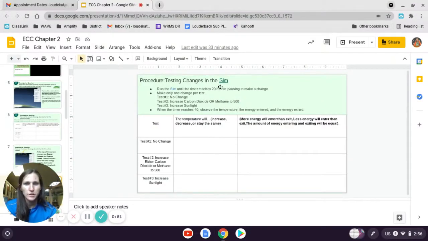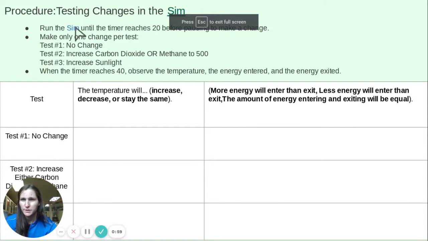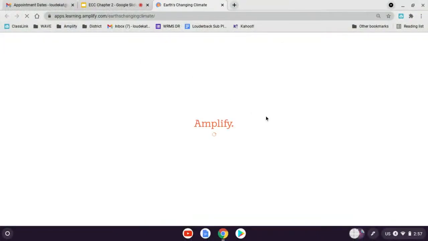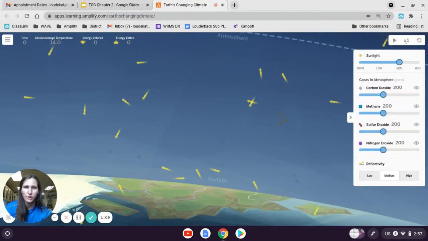The first thing you want to do is on the sim, you have to be in presentation mode to get to the link on this one. So when I go to presentation mode, I'm going to click on the sim link here. And it'll take you to Amplify. From Amplify, you will need to log in with your Google account. I've already logged in before, so that's why it let me straight into the simulation.